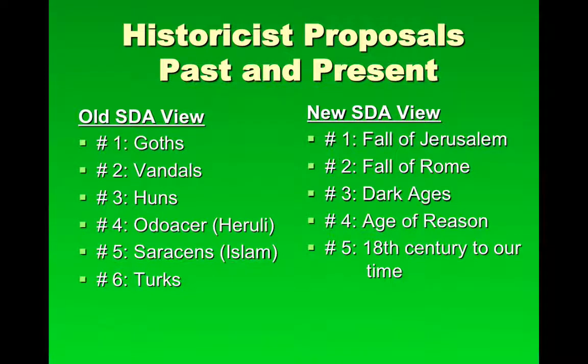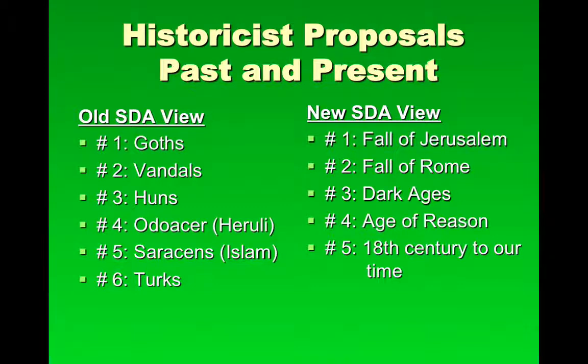So here is what we might call the old SDA view of the seven trumpets. This is in a book by Uriah Smith, who was a very influential editor and writer in the Seventh-day Adventist Church, and his book on Daniel and Revelation was, if you Google Uriah Smith and his book on the internet, you will find thousands and thousands of references to it, because it used to be so influential.